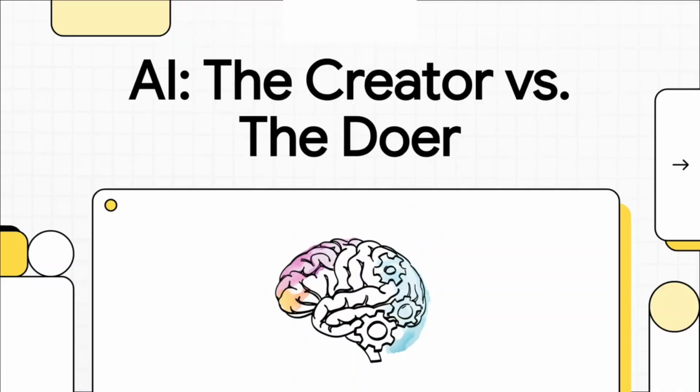All right, let's jump right in. Today we're going to break down something really important in the world of AI, the difference between an AI that creates stuff and an AI that does stuff. We're going to look at two key ideas, generative AI and agentic AI, because honestly, understanding them is key to seeing where all this is headed.